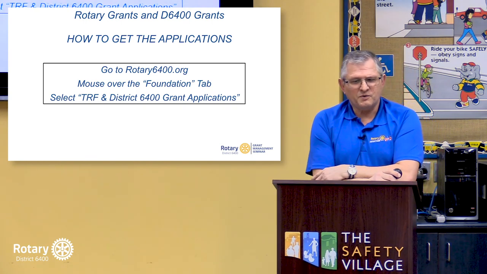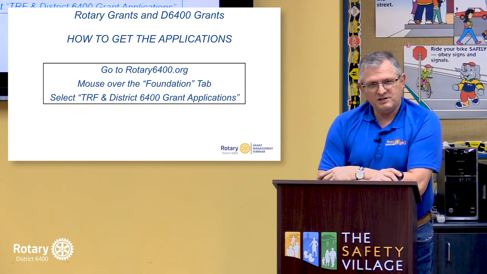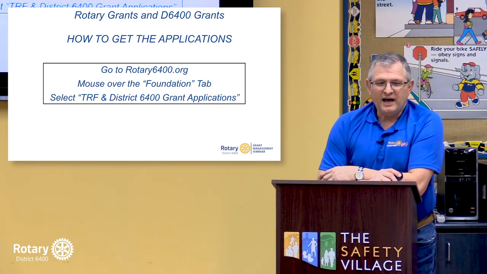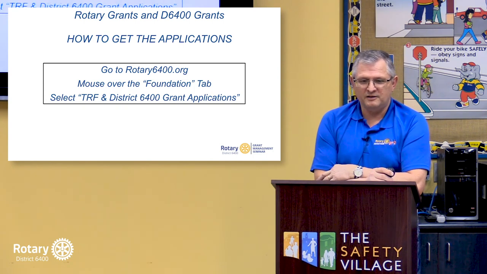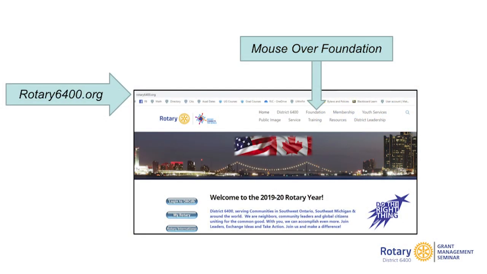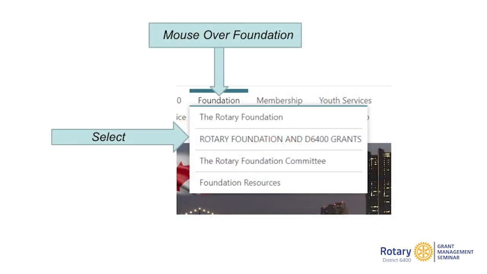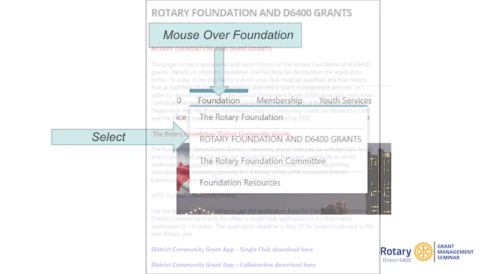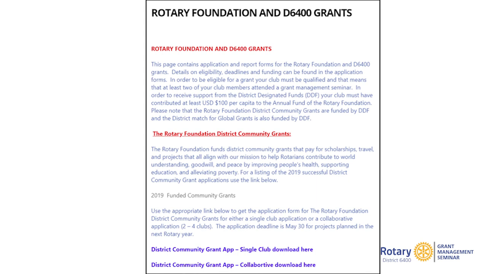So you go to rotary6400.org, mouse over the Foundation tab, select TRF, the Rotary Foundation, and District 6400 grant applications, and they're all there. I always just Google Rotary 6400, and that's the first hit, so I open up that page. I go over to the middle, and you'll see the word Foundation, so I'll just mouse over that word. A drop-down menu appears, and I pick the second one, Rotary Foundation and District 6400 Grants. And that will open up a page that looks like this, and they're all there. There's a brief description of what the grant is, and then links to the application forms and to the reporting form. So everything is in one spot, and it's easy to find, and there's no change year by year.